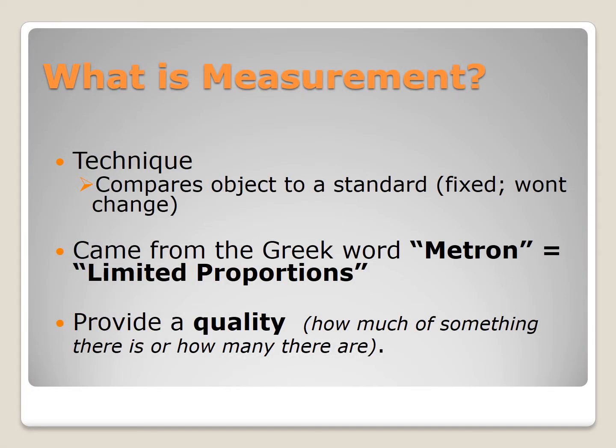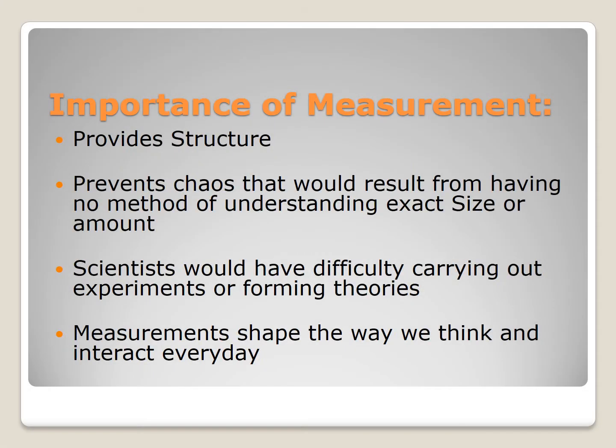What is measurement? It is a technique that compares objects to a standard, fixed without change, meaning that there will be no change in the standard. It comes from the Greek word metron, which means limited portions, and provides a quantity, how much of something there is or how many there are. That is what measurement is. Let's continue learning about it.